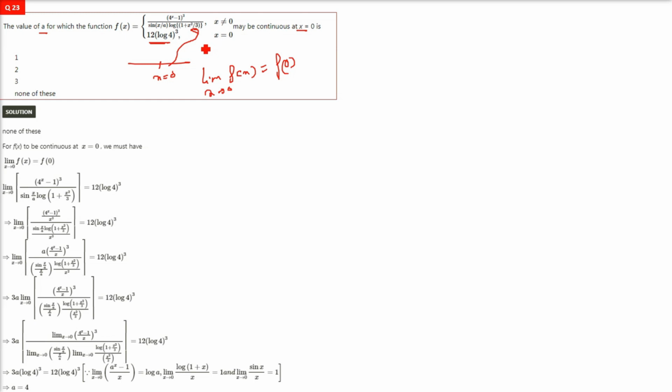Basically we have to find f(0). So for that, consequently, we have to find out the limit of this function, and then we'll equate it to 12 log 4 to the power 3. So I'm taking the numerator first, (4^x minus 1) raised to the power 3, that is cube. Now you know that (a^x minus 1) by x, if you take the limit of x tending to 0, you get log a. Please remember, the base is e. Log is basically ln.